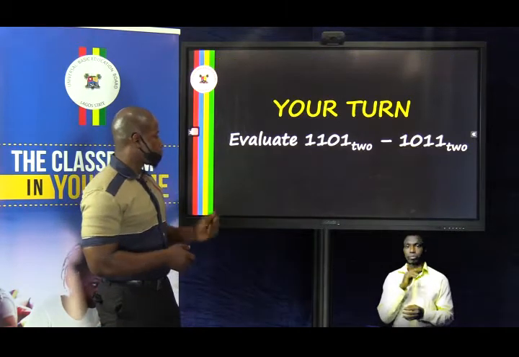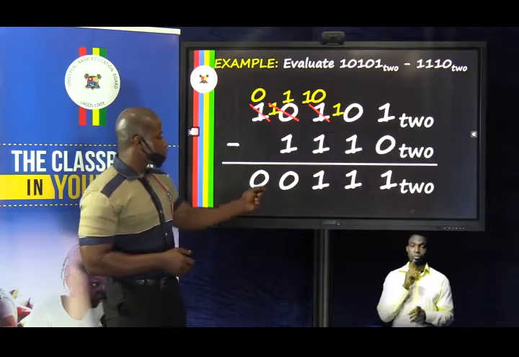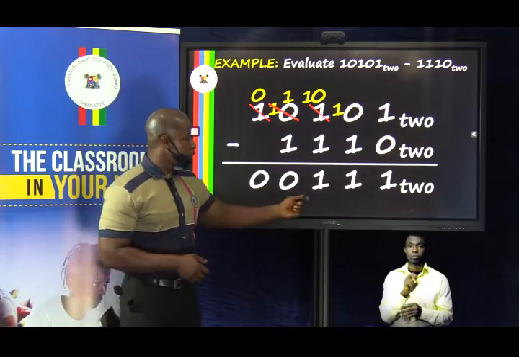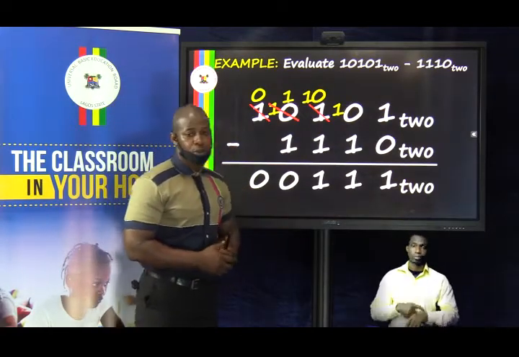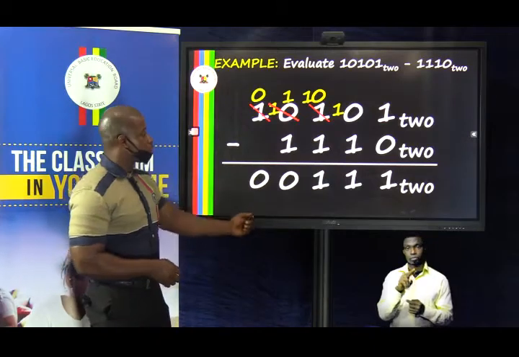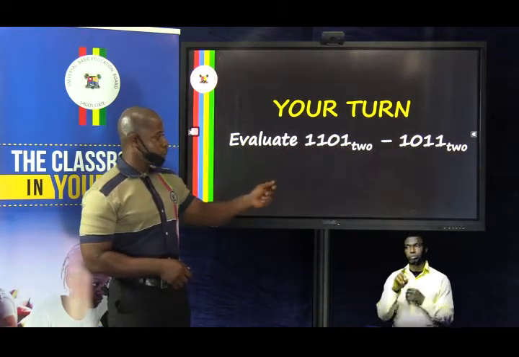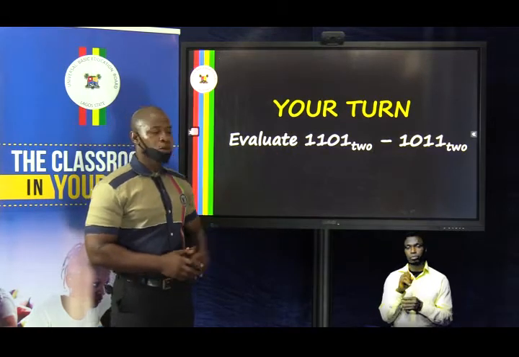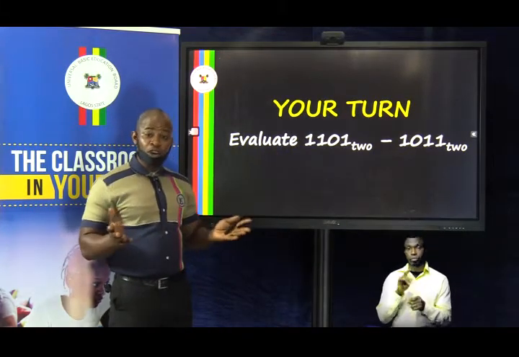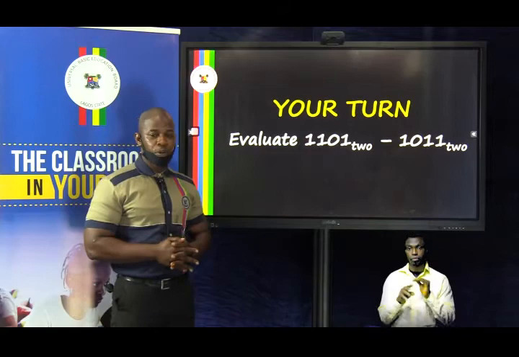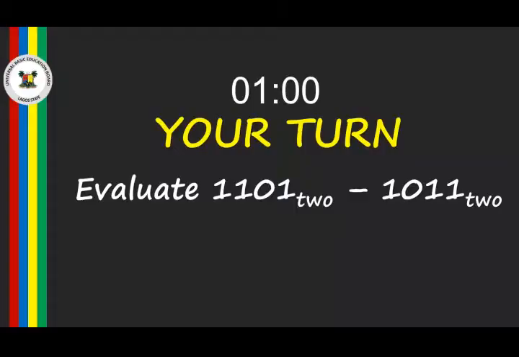Now, these two zeros are unnecessary. Your answer is 111 in base 2. It is your turn. You are to evaluate 1101 in base 2 minus 1011 base 2. I'll give you 1 minute. That should be enough, and I'll be back to show you how it's done.